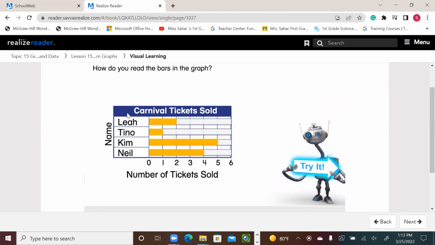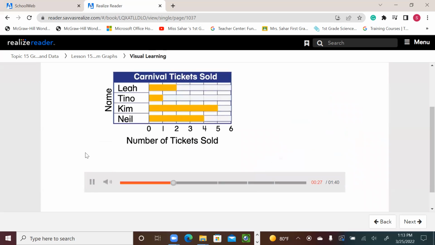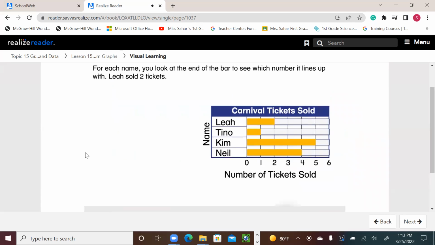So this is the graph. This is the title of the graph, Carnival Tickets Sold. And these are the names of the students. And these are the numbers that each student sold, the number of tickets that each student sold. For each name, you look at the end of the bar to see which number it lines up with.